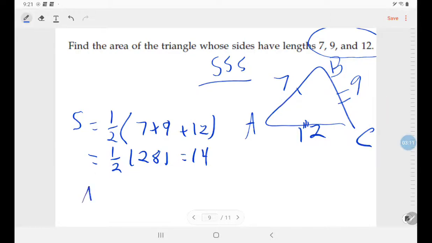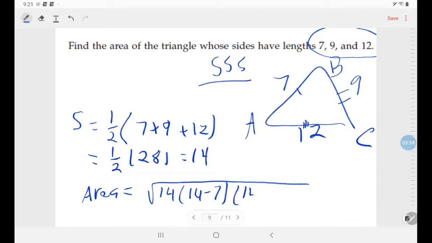Once I've got that, Heron's formula says that the area can be found by taking the square root of the semi-perimeter times semi-perimeter minus one of the sides, so 14 minus the side 7, semi-perimeter minus the side 9, semi-perimeter minus the other side 12.